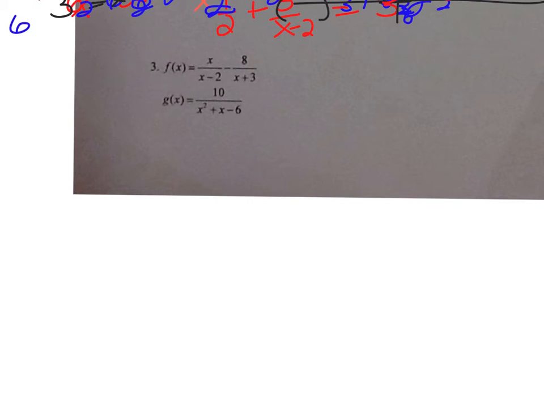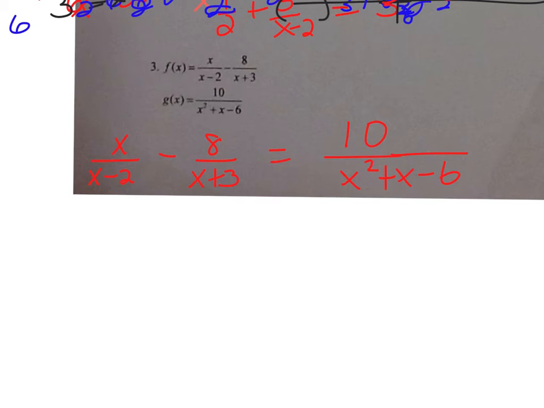Okay, so the same thing. I have f of x is equal to x over x minus 2 minus 8 over x plus 3, and g of x is equal to 10 over x squared plus x minus 6. So I'm going to set them equal to each other. So x over x minus 2 minus 8 over x plus 3 equals 10 over x squared plus x minus 6.